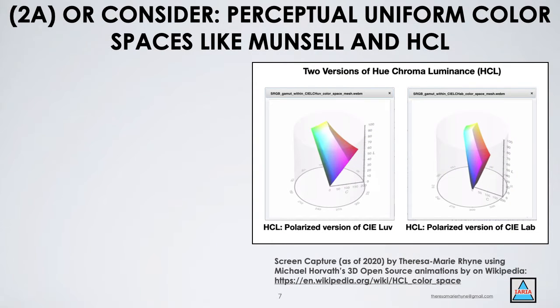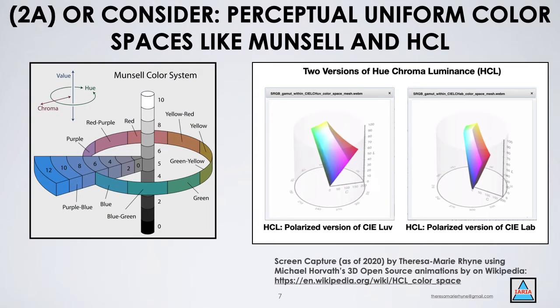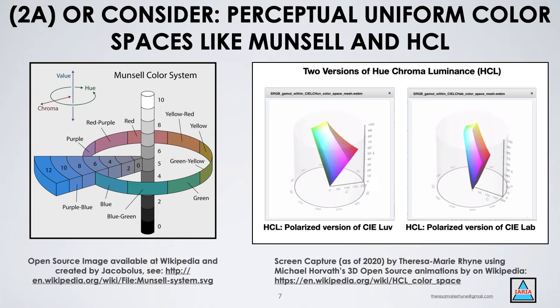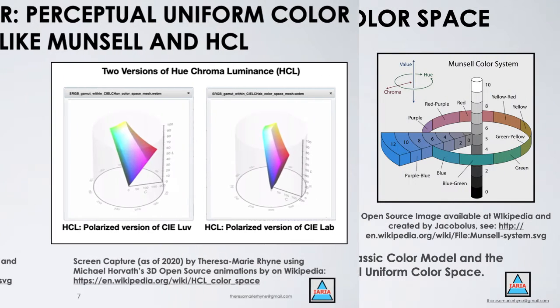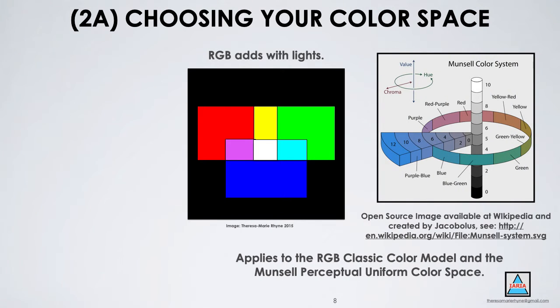Now, there's a whole other arena called perceptual uniform color spaces, and one of them is called Munsell. He's the first guy that sort of looked at this issue, and the other one is hue chroma luminance. And I'm going to talk about more of this as we go on in this talk. So this is the actual model that you can have for hue chroma luminance. So let's talk a little bit about Munsell.